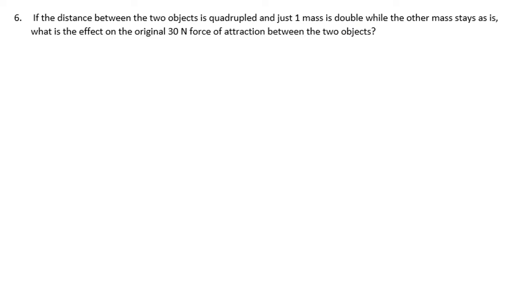If the distance between two objects is quadruple, so that's the distance, right? And just one mass is doubled while the other mass stays as is, what is the effect on the original 30 Newton force? So we're going to go a little bit further this time.